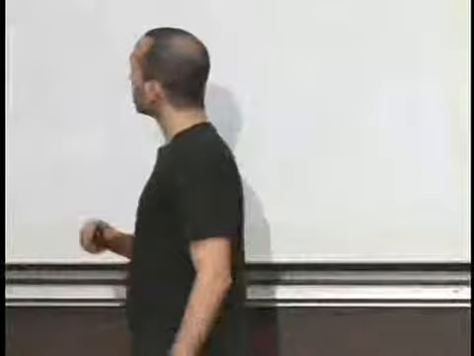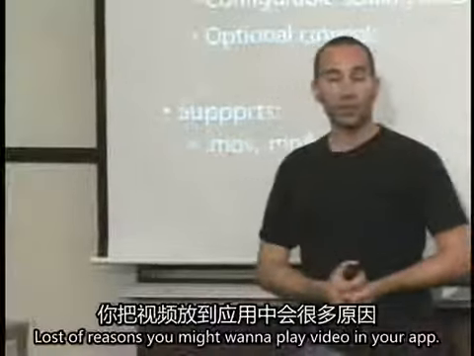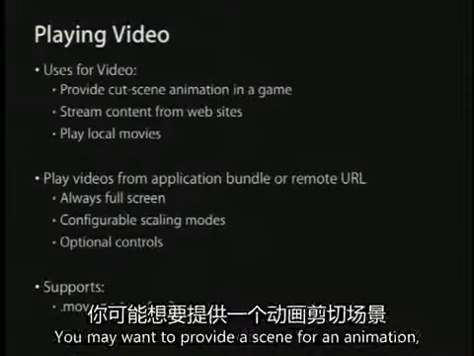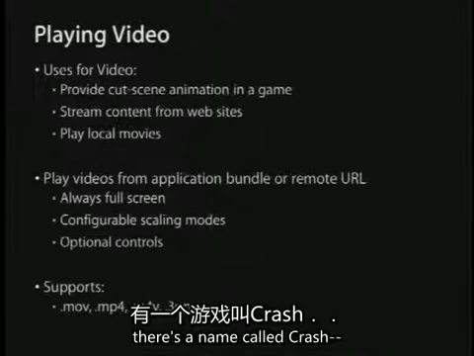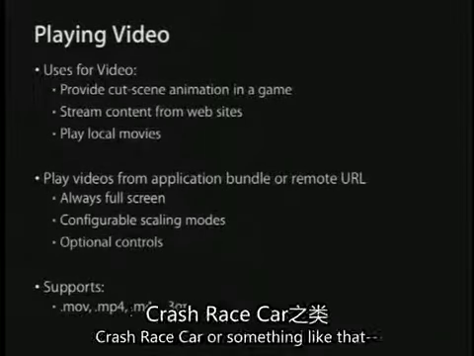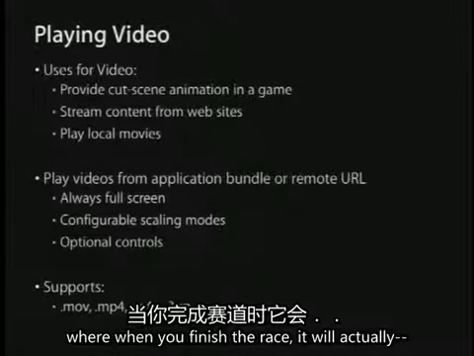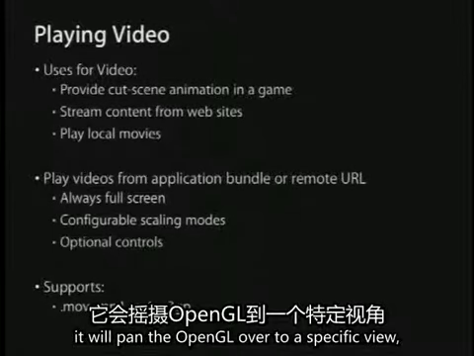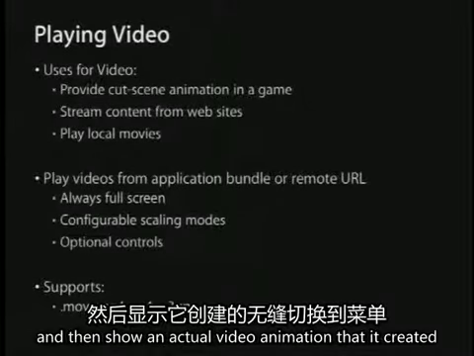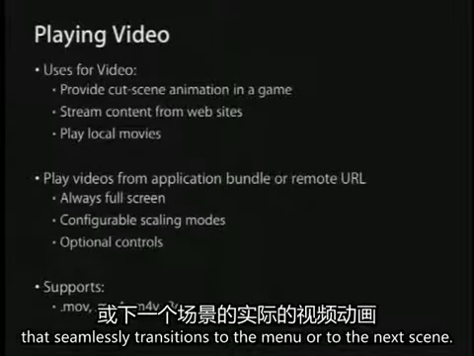So, video playback. There are lots of reasons you might want to play video in your app, right? You may want to provide a cutscene for an animation. There's a game called Crash Race Car or something like that, where when you finish the race, it'll pan the OpenGL over to a specific view and then show an actual video animation that it created that seamlessly transitions to the menu or to the next scene.